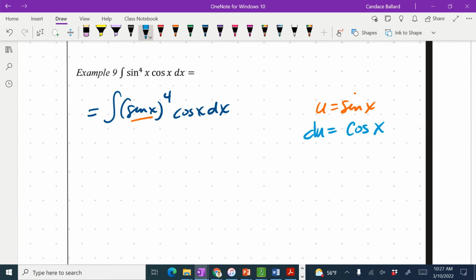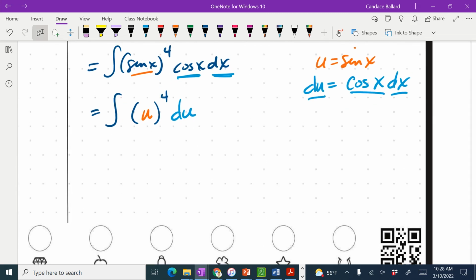Okay, so I noticed that I've got cosine and dx, so I'm ready to substitute in. Okay, this one was kind of almost nice. All right, so we've got parentheses to the fourth. The u is going in for sine. And then for the cosine x dx, oh, I lost my dx there, didn't I? I'm putting in du. All right, take a minute and finish the integration. You can do it. Finish it off.